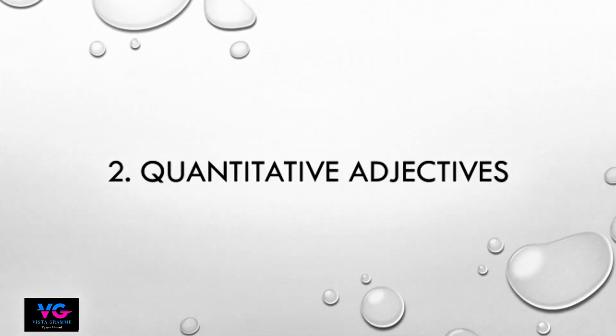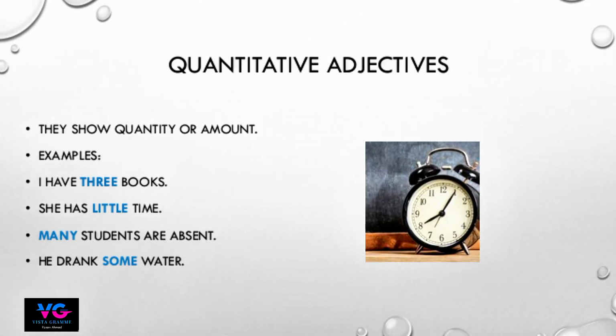Quantitative adjectives. They show quantity or amount. Examples. I have 3 books. She has little time. Many students are absent. He drank some water.